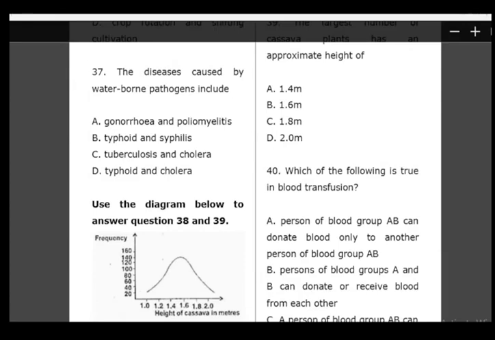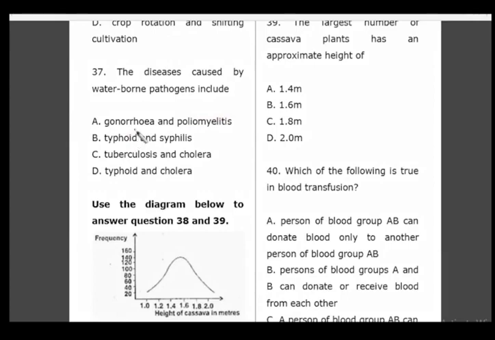The diseases caused by waterborne pathogens include A. Gonorrhea and poliomyelitis, B. Typhoid and syphilis, C. Tuberculosis and cholera, and D. Typhoid and cholera. Gonorrhea is an STD, so it is not caused by water. It is not a waterborne disease. Even poliomyelitis is not a waterborne disease. Then we have typhoid. Yes, typhoid can be seen as a waterborne disease, but definitely not syphilis, which is an STD.